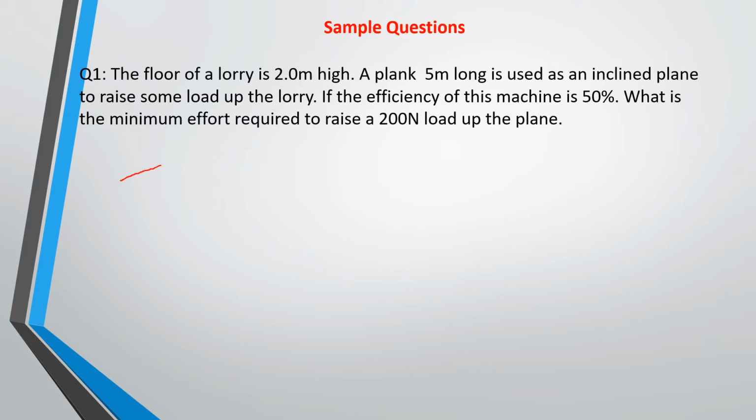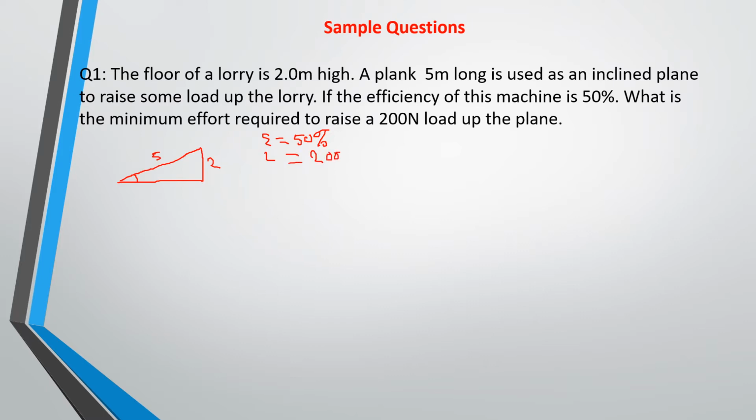My drawing might not be too good, but please pardon me so that we can do something. So this is your inclined plane. Then we are told that the length of the plank is 5 meters. Then the height is 2 meters. So this is what they have said. And they have said that the efficiency of this system is 50%, and we are also given that load is equal to 200 newtons.